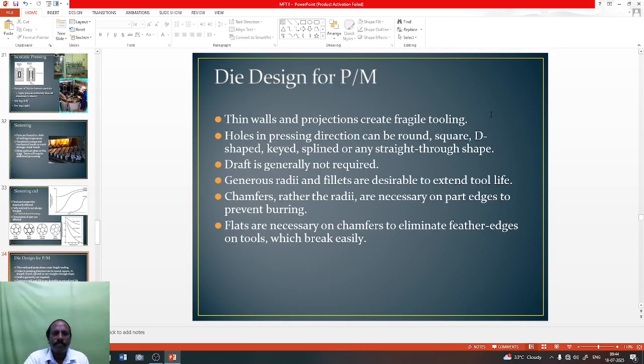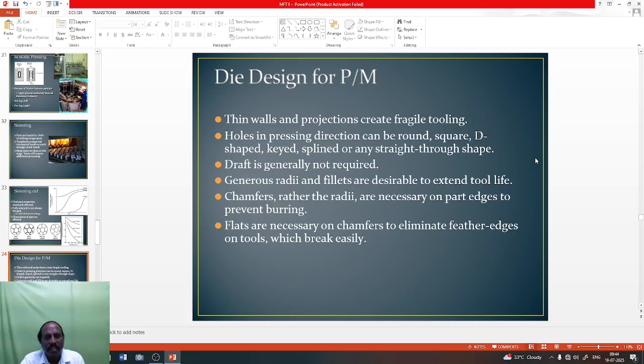Design of die for the process of manufacturing. Thin walls and projections create fragile tools. Holes in the part can be round, square, D-shaped, keyed, splined, or any straight-through shape. Draft is generally not required. Generous radius fillets are designed to extend tool life. Chamfers or radii are necessary on the part edges. Flat chamfers eliminate feather edges on tools.